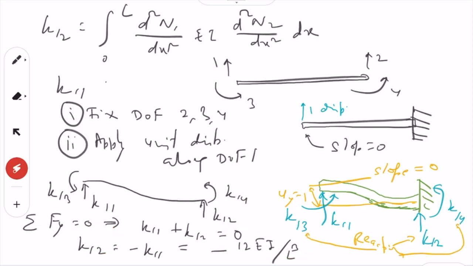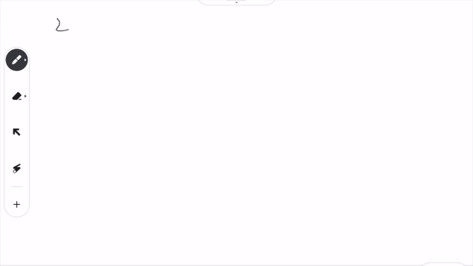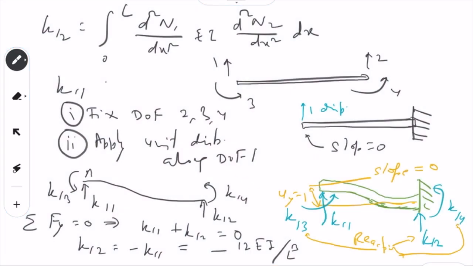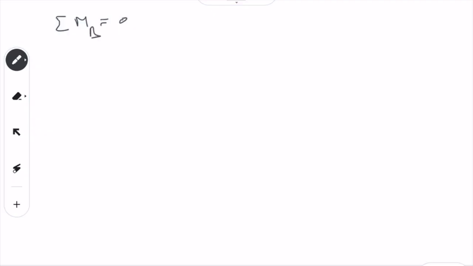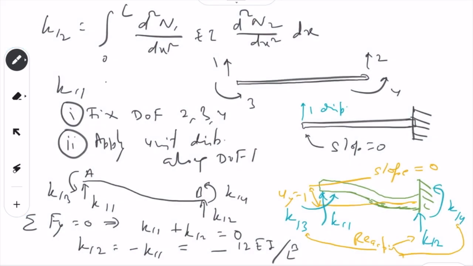So what is the next one? Next we can find out these values. Now we know this value, now we have to find out this and this. Second, the total moment equals 0. So let's say point A here and point B here. We can take a moment about point B, and that will be equal to 0. So take about this point. What do you have?